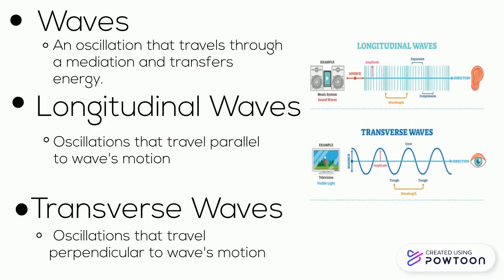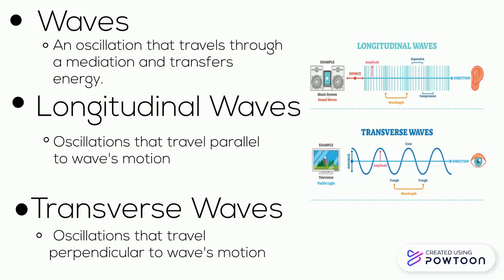Waves are an oscillation that travel through a medium and transfer energy. There are multiple kinds of waves, but as you can see, I've written down two different waves. One of them is a longitudinal wave, which are oscillations that travel parallel to the wave's motion. As you can see from the picture, it almost looks like a barcode.